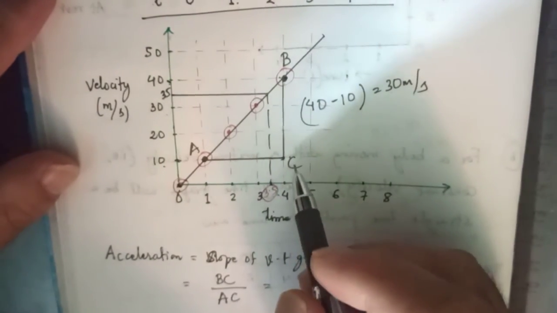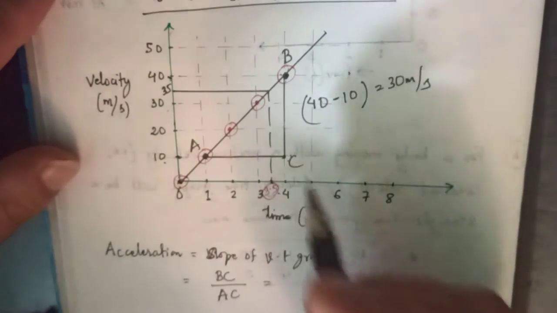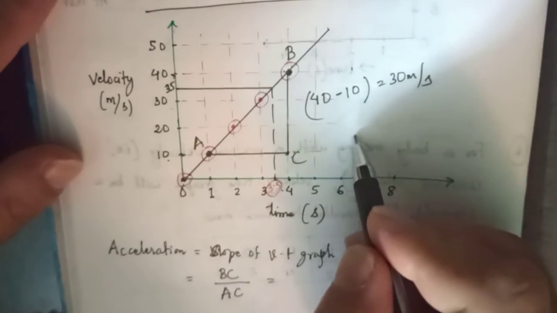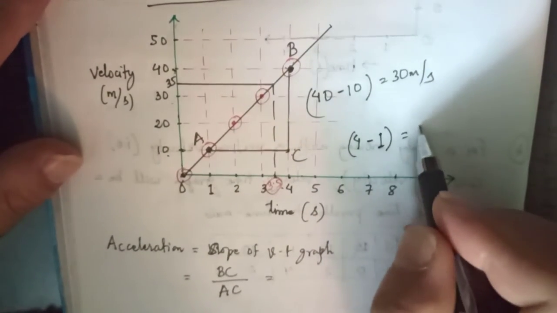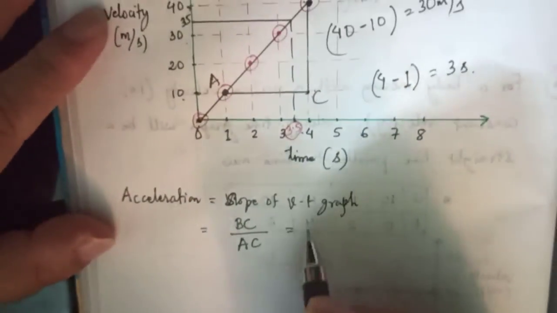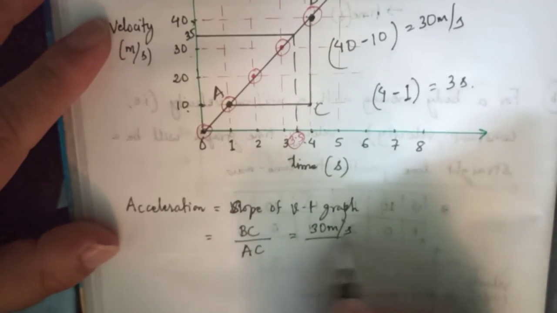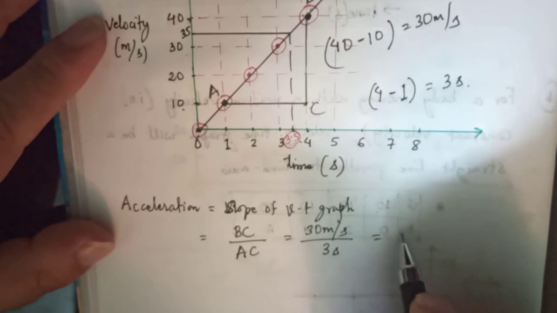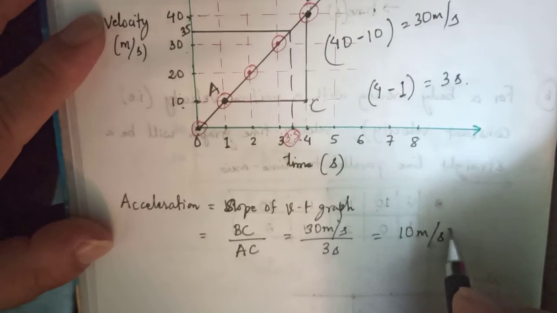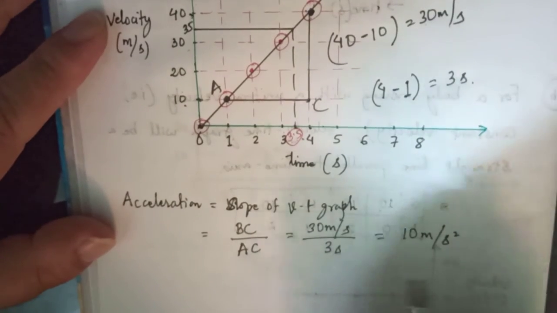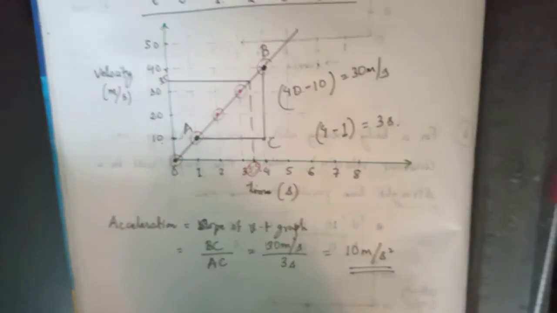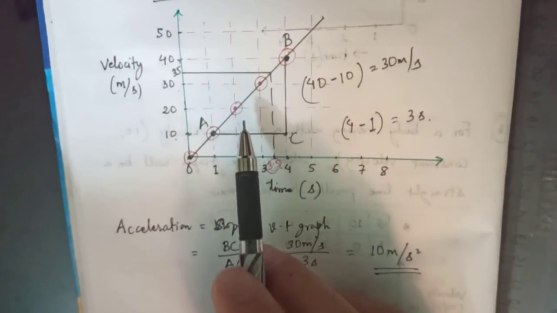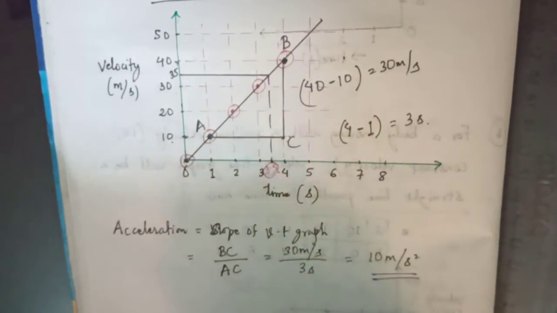Similarly, to calculate the value of AC, C corresponds to 4 second and A corresponds to 1 second, so this will be 4 minus 1, which is 3 second. So the value of AC is 3 second. BC is 30 meter per second and AC is 3 second, so you get 10 meter per second square. The second goes in the denominator, and second into second gives you second square. This is the acceleration of the body, and the acceleration here is uniform. If we calculate the acceleration by taking any other 2 points, you will get the same value.